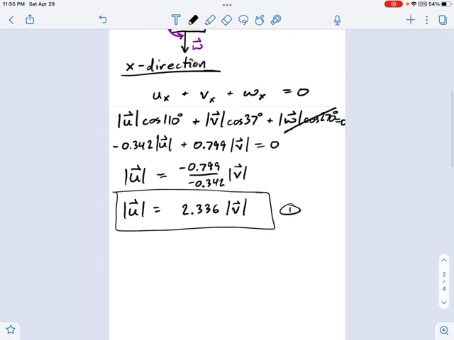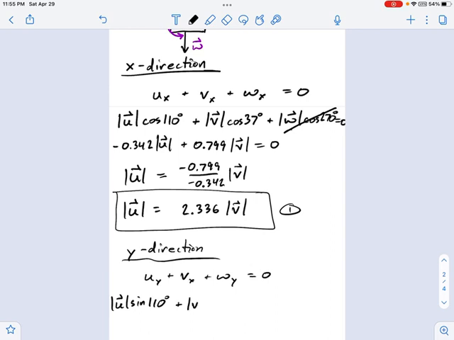Now, let's talk about the y direction. In the y direction, very similar balance of forces. It's not moving up or down. But this time, the weight is going to matter because that is going straight up and down here. So what do we got here? Very similar to the x direction, except now instead of cosines, I'm dealing with sines. So I've got the magnitude of u times the sine of its angle, 110 degrees, plus the magnitude of v times the sine of its angle. See, the same angles. We're just using the sine components for y.